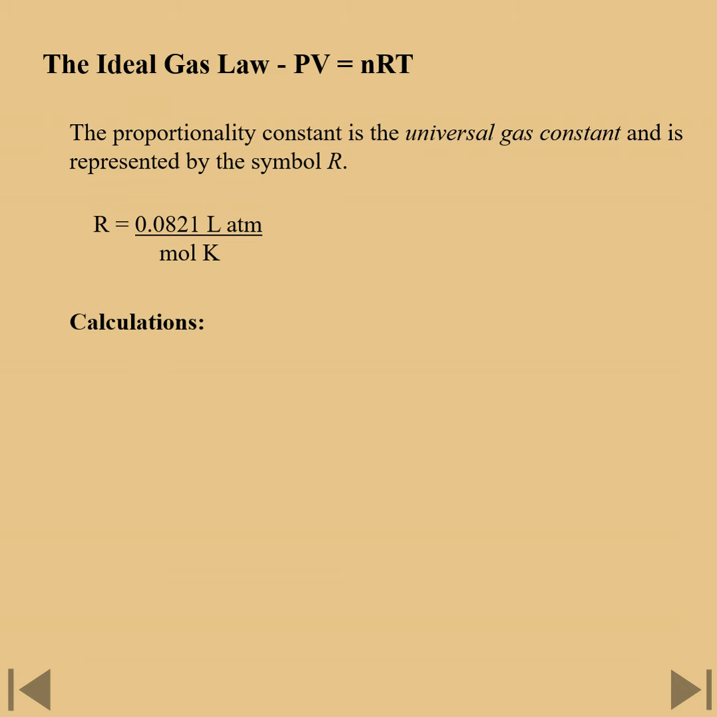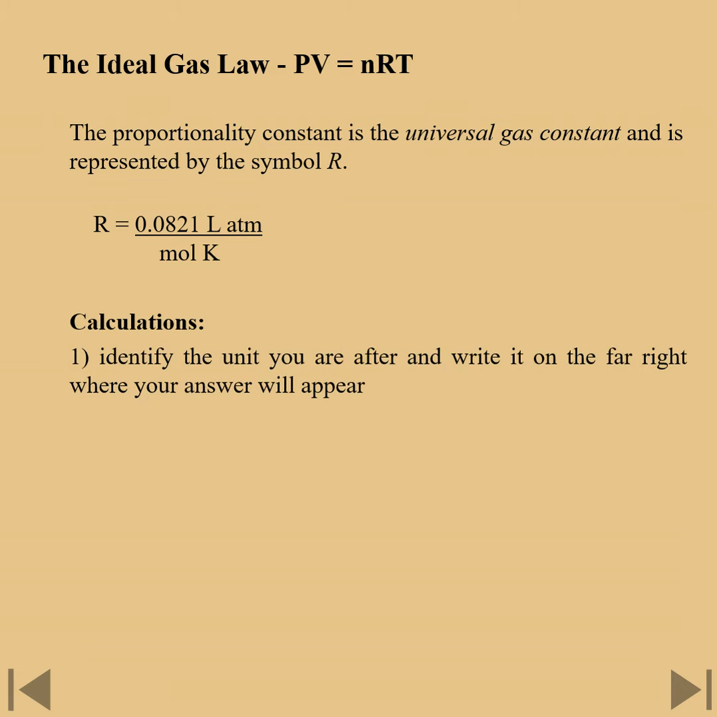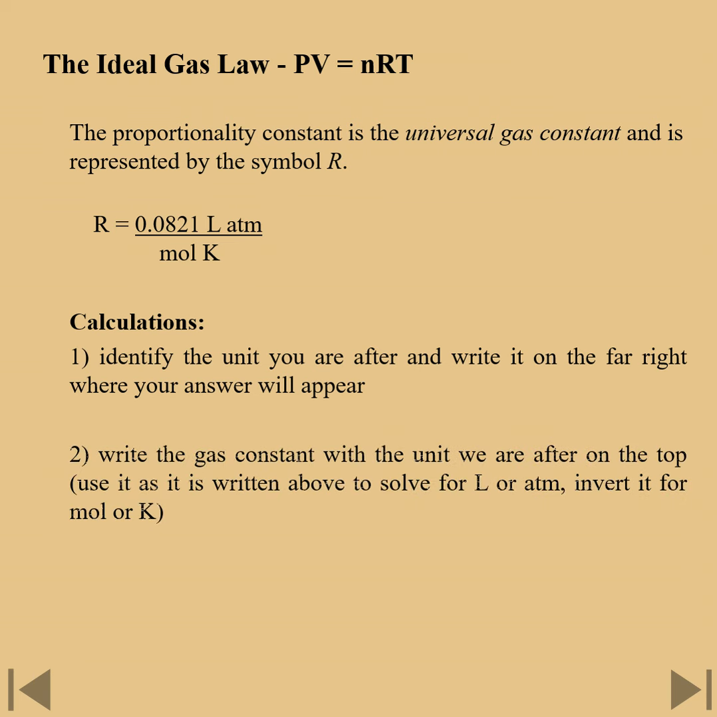Okay, let's look at the calculations that we're going to be doing, and we're still going to have our normal step one: identify what you're after and write it down on the far right, so that's always the same. Actually, in every example, that's always been the same. Step 2 is going to be a little bit different because we're going to start with the universal gas constant with the unit that we're after in the numerator. So if we're after liters or atmospheres, we're going to use it straight up. However, if we want moles or kelvins, we're going to invert it. So we would then have mole kelvins over that 0.0821 liter atmospheres.